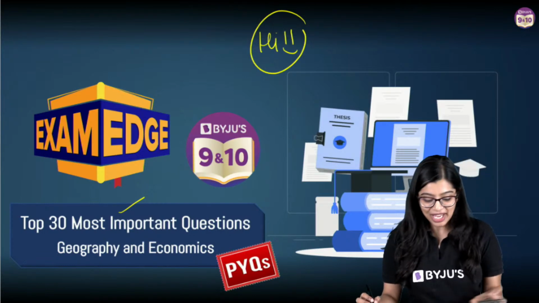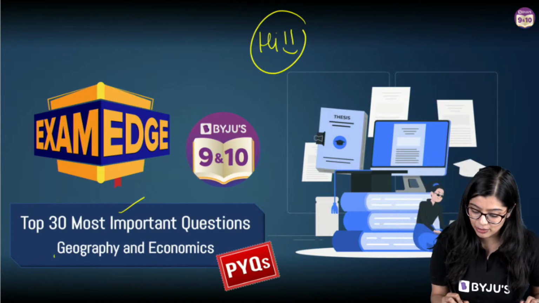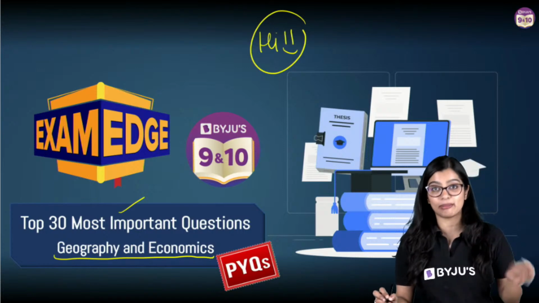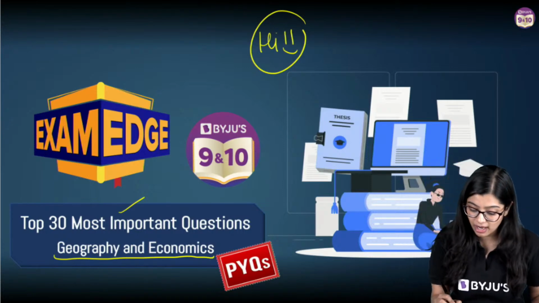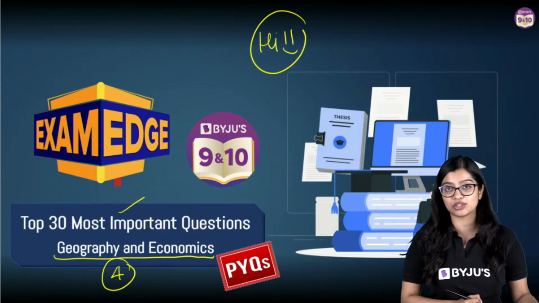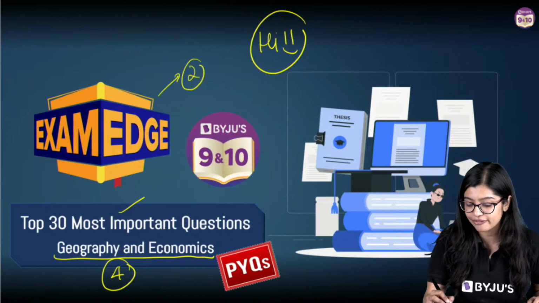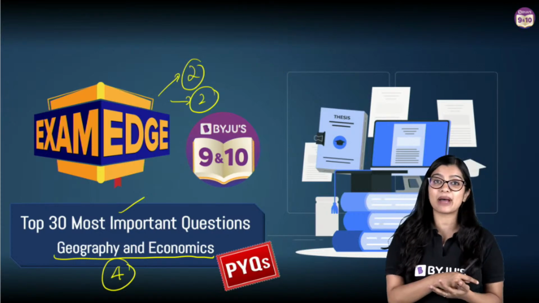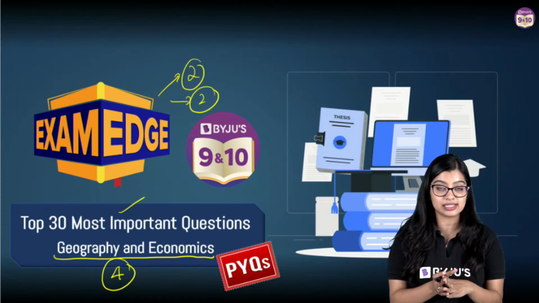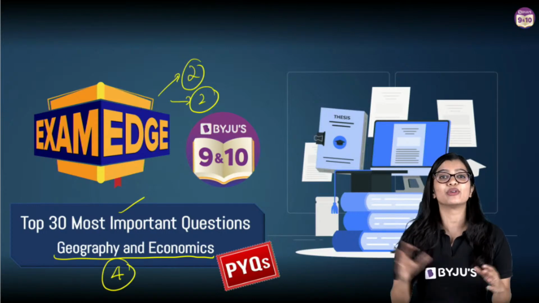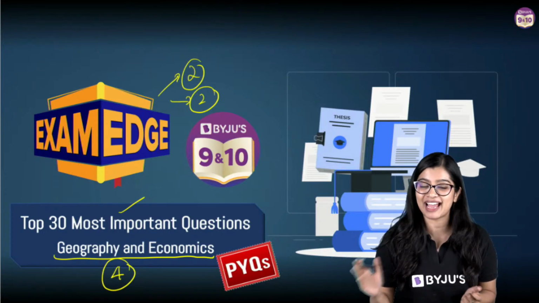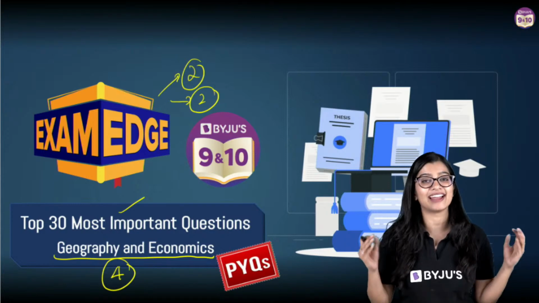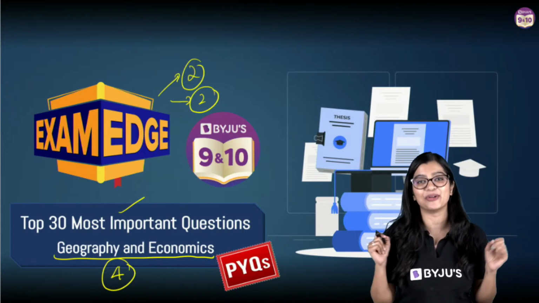Now, of course, as you can see, we'll be doing questions from geography and economics. We are going to be covering a total of 4 chapters today: 2 chapters from geography and 2 chapters from economics. And Ankita ma'am has already put up a video for political science important questions. So when you revise that, political science will also be done, and history will be coming very soon your way. That way, you will be exam ready.